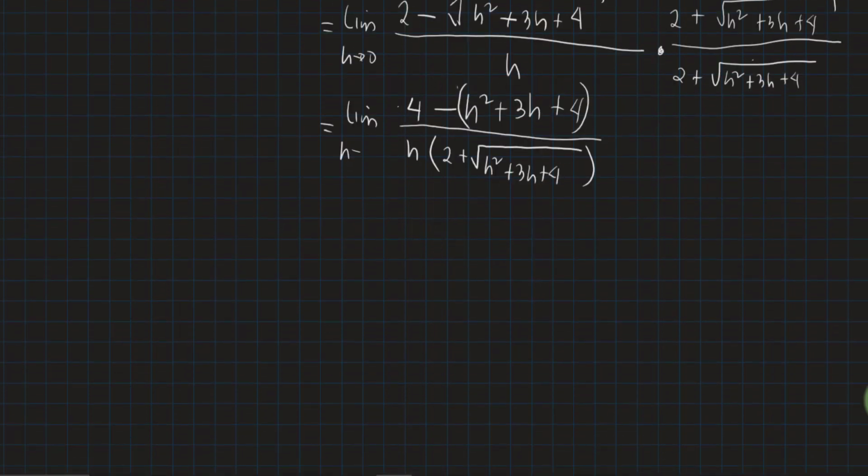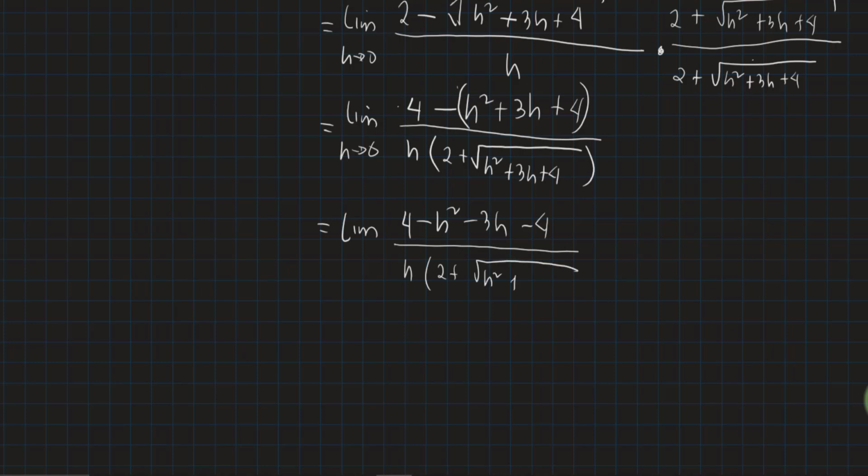As h approaches 0 is equal to, ayusin natin to, the limit of 4, yung negative distribute natin sa loob, negative h squared plus, maging minus 3h minus 4, all over h times 2 plus square root of h squared plus 3h plus 4, as h approaches 0. Is equal to, cancel na yung 4 at negative 4. Ang matitira na lang is the limit of negative h minus 3h.